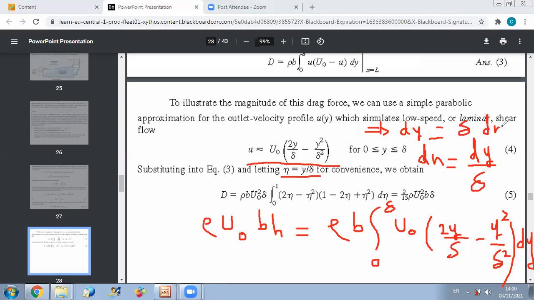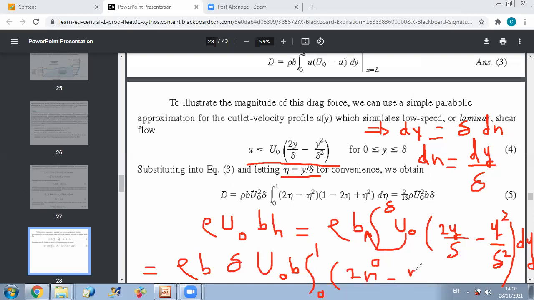Okay, and then what will happen is that instead of integrating from 0 to delta, I'll integrate from 0 to 1, and I will get the following. This is equal to rho times b times delta times, also U0 is constant, I can take it outside, times U0 times integral, times b of course, equals the integral from 0 to 1 of 2. So instead of y over delta, I put n, so 2n minus n square dn.